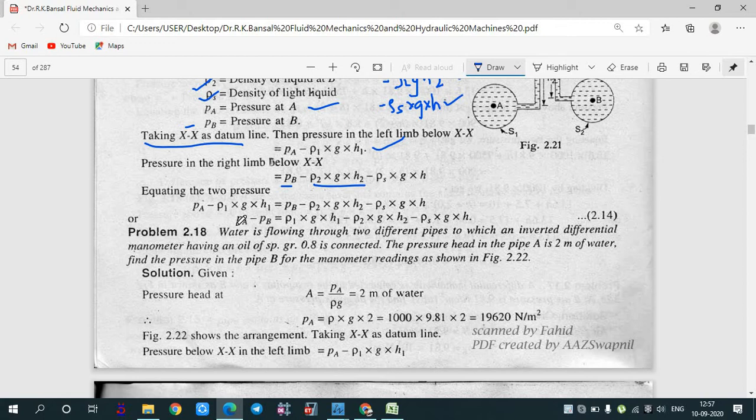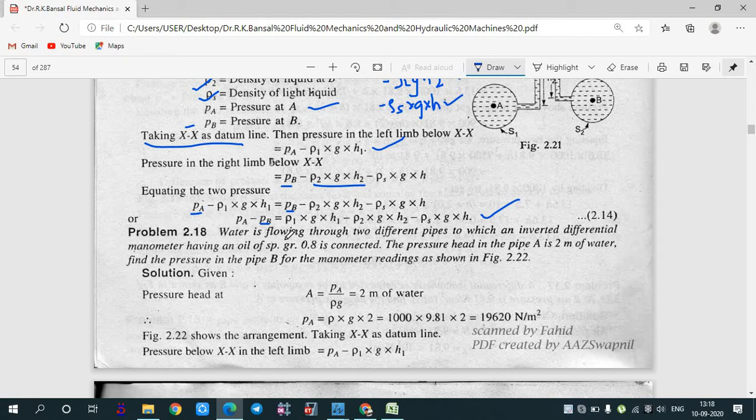So we will keep PA on this side as it is already on this side. We will bring PB to the left side, okay, and all the other terms to the right side. So this is the equation we are getting. So this is the equation for the inverted U-tube manometer, okay. Now we will see the numerical of this.